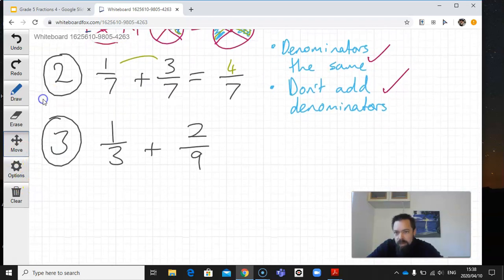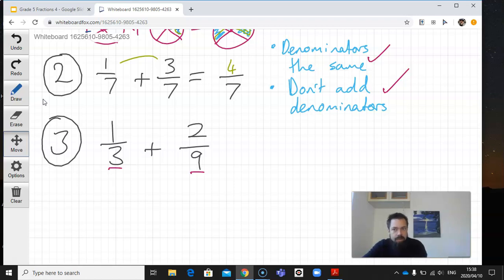Before you even think of doing anything, I want you to check the rules on the side in light blue. First of all, the denominators must be the same. If I have a look at that problem, I can see my denominators are not the same, so I'm not actually allowed to add them yet. So the first thing I need to do is make my denominators the same.